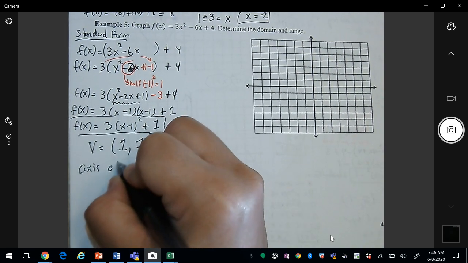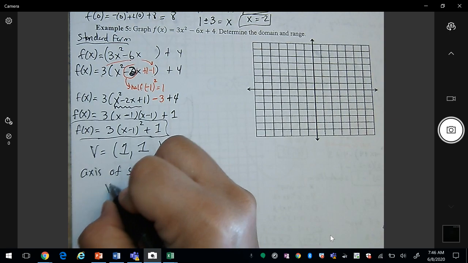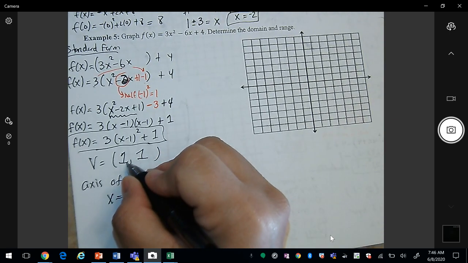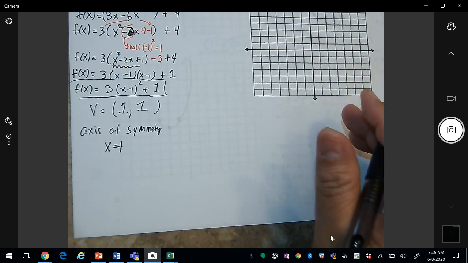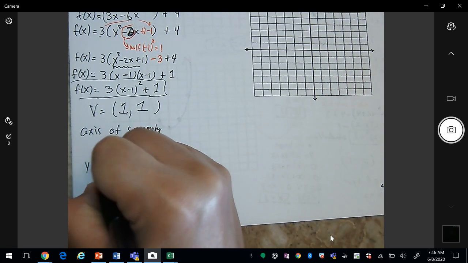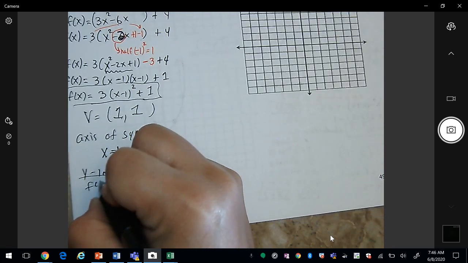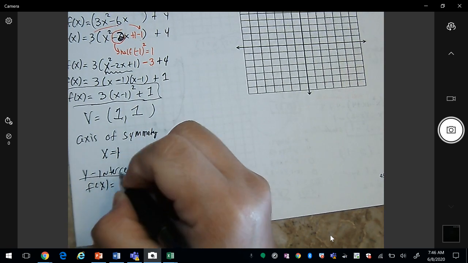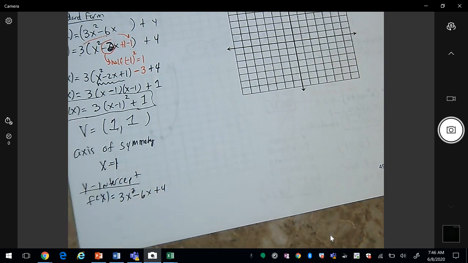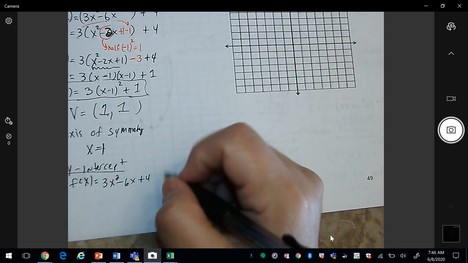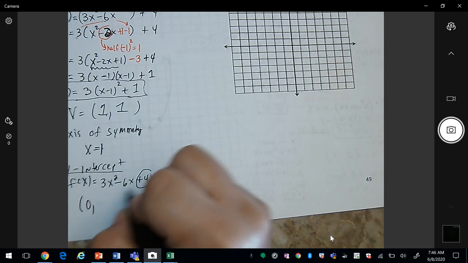Axis of symmetry is going to be at x equals 1, which is just the h value. The y-intercept, again, if you have your equation set up in this form, then the y-intercept is just going to be this number c. So when x is 0, we just get 4.